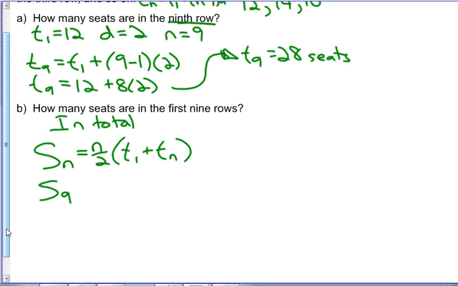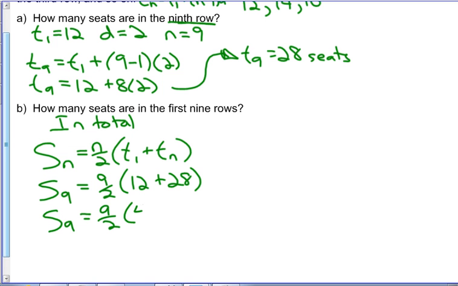So S9 would be 9 over 2 times (T1, which is 12, plus Tn, which would be T9 in this case, of 28). So that's 9 over 2 times 40. We could probably do this faster in our head than with a calculator. 40 over 2 is 20, times 9 gives us 180. But you're certainly welcome to use a calculator.